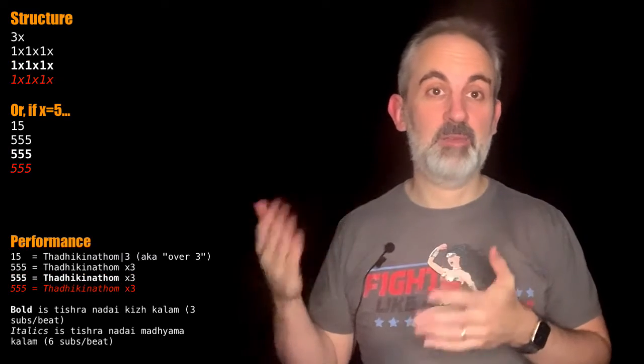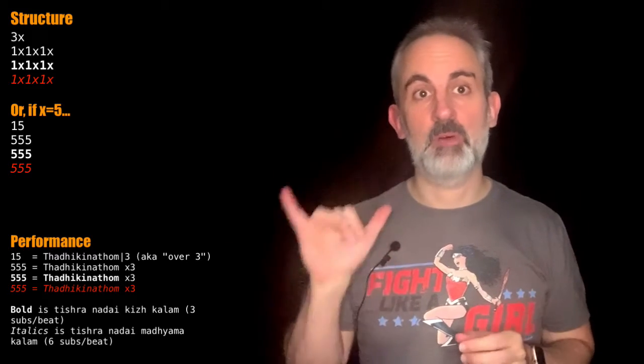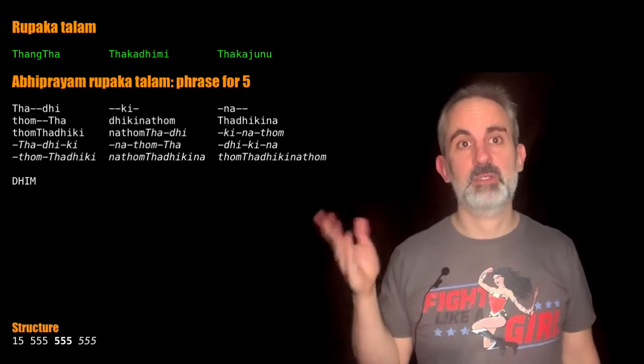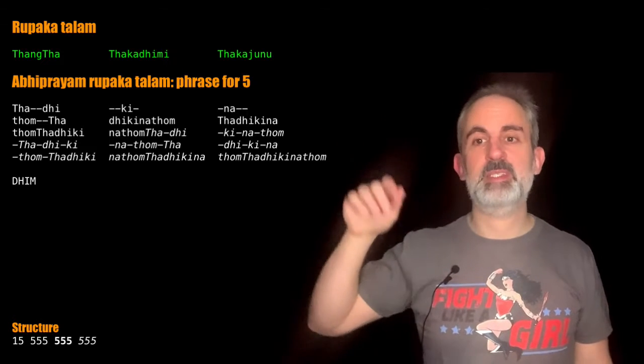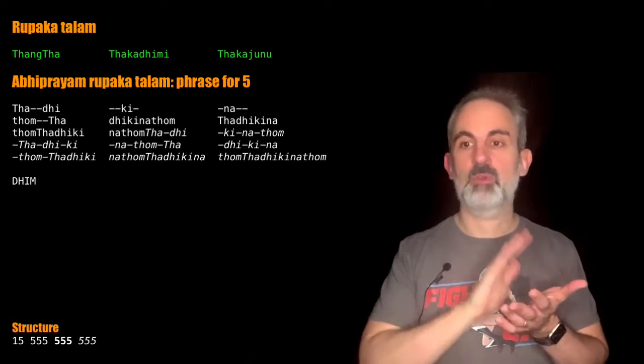And then we have the 555 in italics that is twice the speed of that one. So it is at a subdivision of 6. So it is Thadhikina-thom, Thadhikina-thom, Thadhikina-thom. Exactly twice as fast. And here is the transcription. First, at the top, you can see the introductory cycle of rupaka talam, one full avartanam of 3 beats.